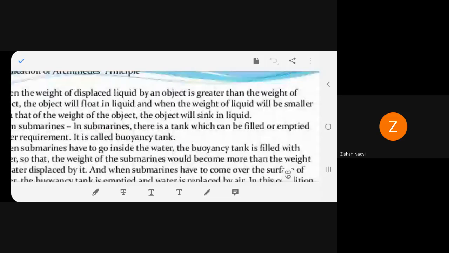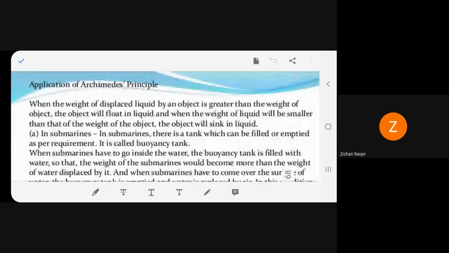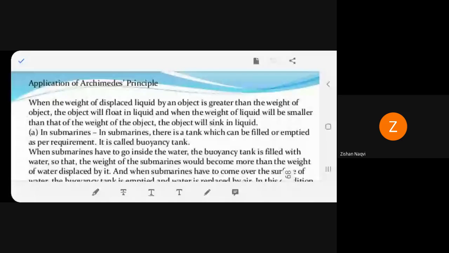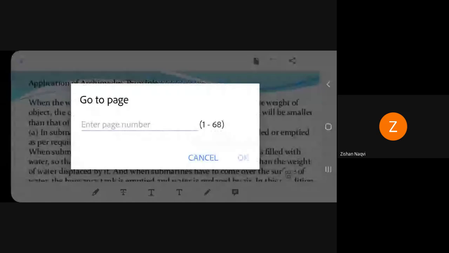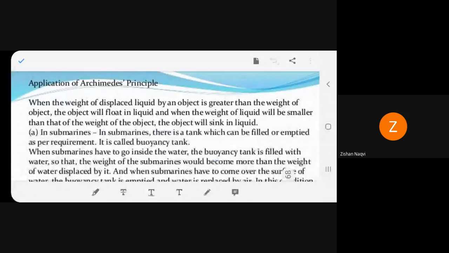Let's read. Application of Archimedes principle. When the weight of displaced liquid by an object is greater than the weight of the object, the object will float in liquid, and when the weight of the liquid is smaller than the weight of the object, it will sink in liquid.